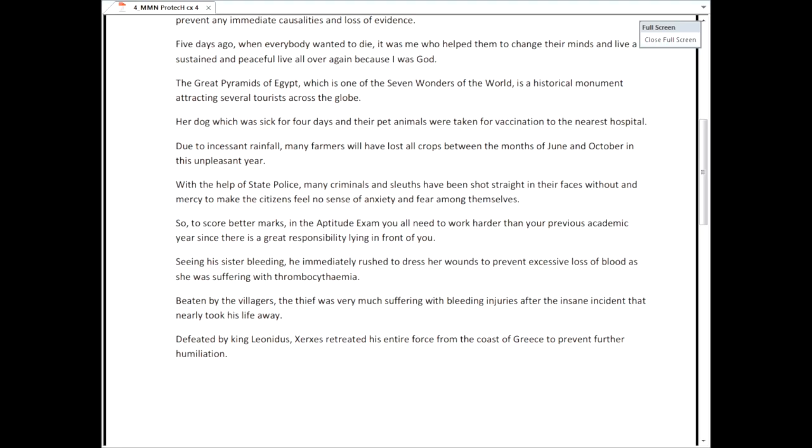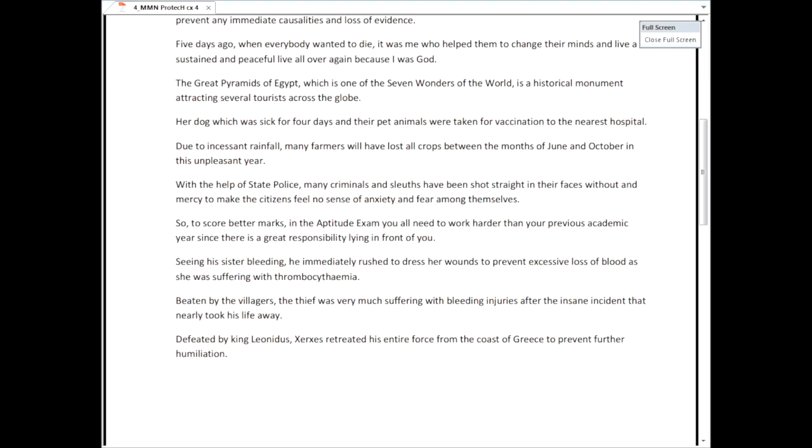Yes. After the verb, a noun came: crops. What crops? All crops. Due to incessant rainfall, many farmers will have lost all crops. Okay, that is how you will add details. Once again, due to incessant rainfall, many farmers will have lost all crops.